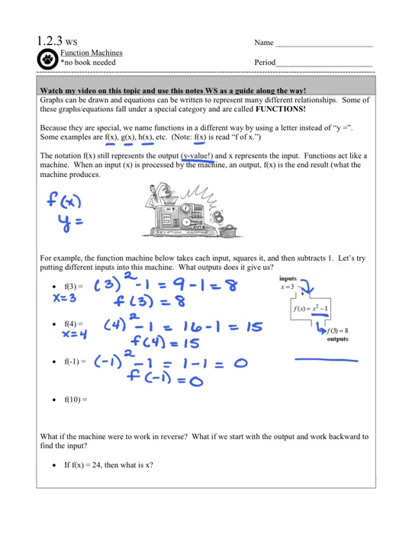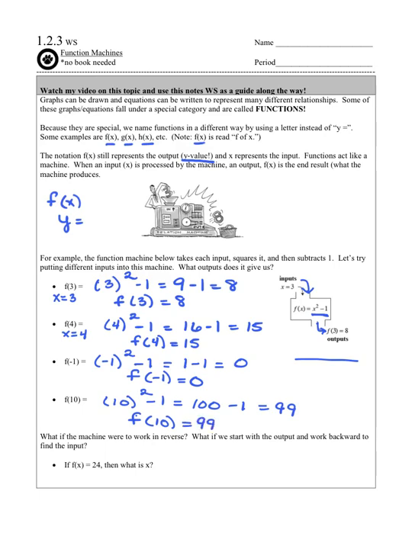And finally, what happens when we put 10 into our function machine? Well, f of 10 takes that 10, squares it, and subtracts 1. 10 squared is 100, minus 1 is 99. So f of 10 is equal to 99.